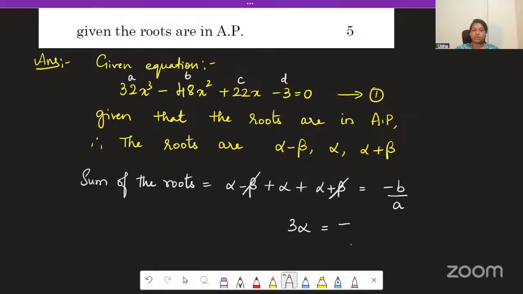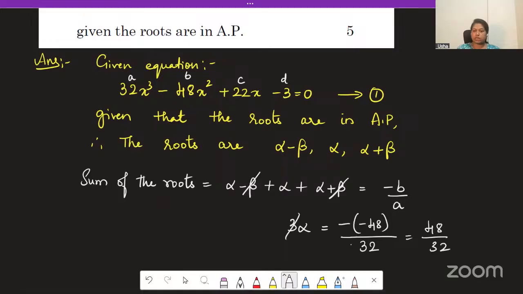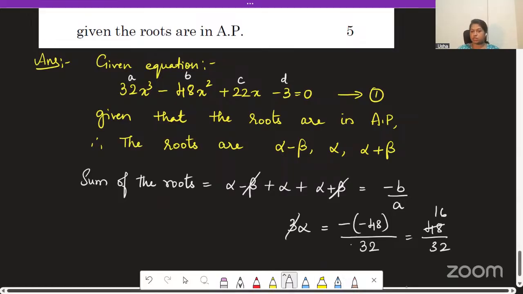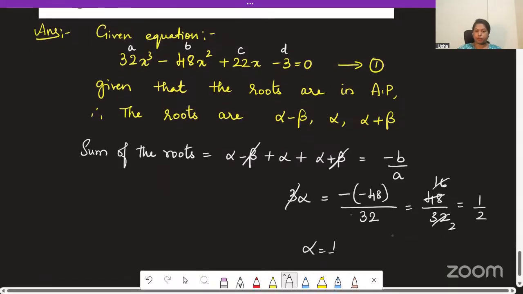Minus b is minus 48 divided by a is 32. So this is 48 by 32. Now this 3 gets cancelled here. 3 16s are 48, 16 2s are 32. So 1 by 2. What is alpha? 1 by 2. See, now we found out alpha. Next, we need to find beta.